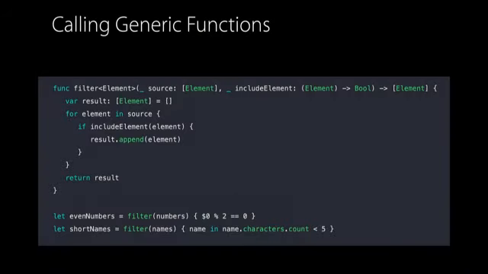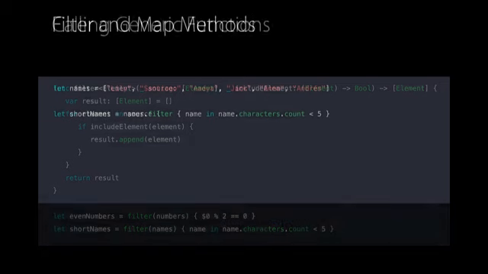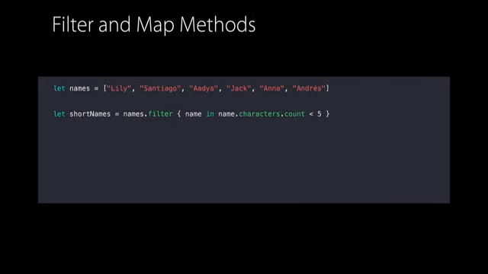And you call this kind of function in the same way as before. You don't need to specify the type you want the function to work with because it's all inferred from the values you pass in. Filtering is such a useful operation that the Swift standard library has a filter method that works with any kind of sequence or collection. It works in basically the same way as the filter function you just saw, except that it's a method, so you call it using dot notation, names.filter, as you see here.